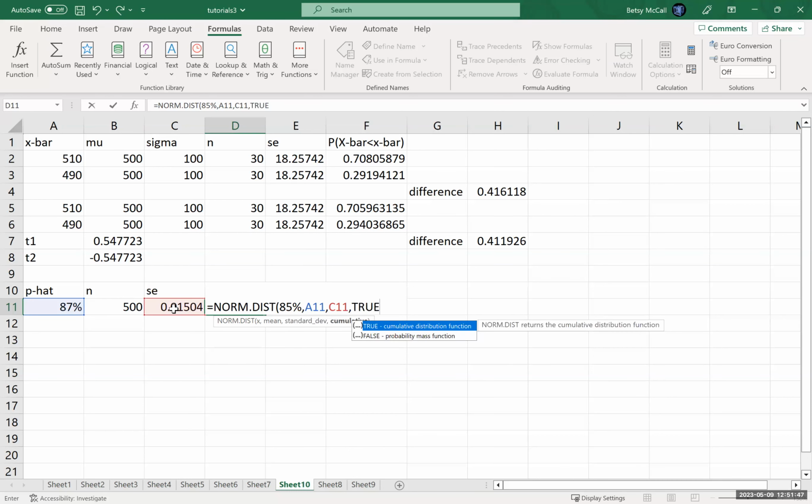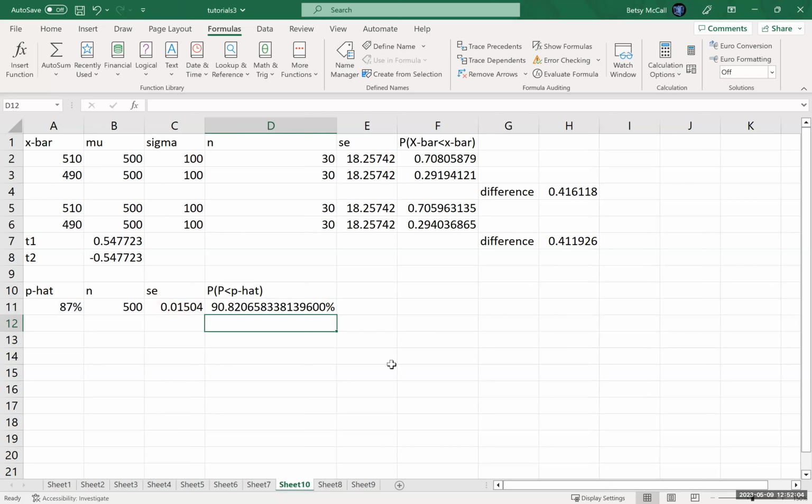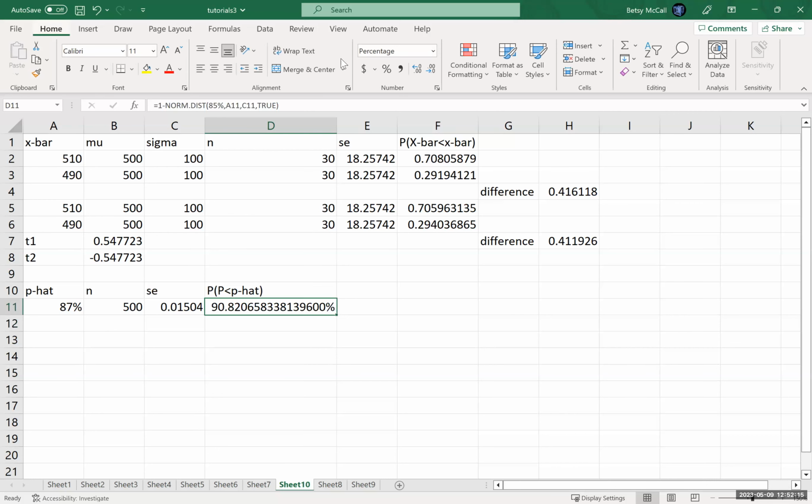Cumulative is true, but my original problem actually said we want the probability to be greater than, and NORM.DIST will give me less than that. So I'm going to do 1 minus. And this is because I use percentages, this is being formatted as a percent. We don't really need this many decimal places. Let's make it smaller.